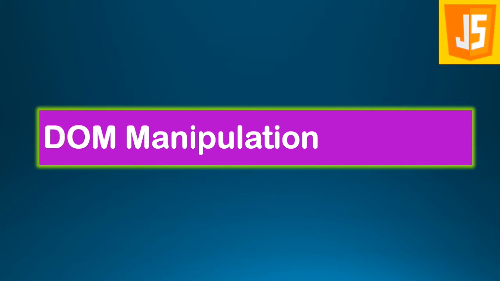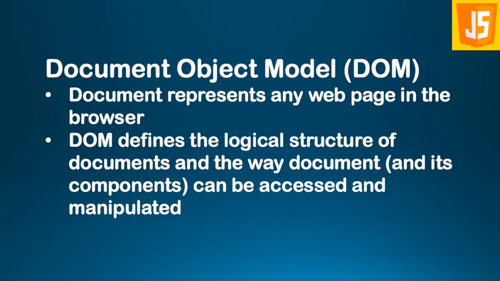JavaScript was initially designed to be run in the browser to manipulate the HTML documents or the HTML pages that we saw in the browser. Document represents any web page in the browser. So I have a browser open and the web page that is open in it is referred to as a document. The document object model or DOM defines the logical structure of documents.